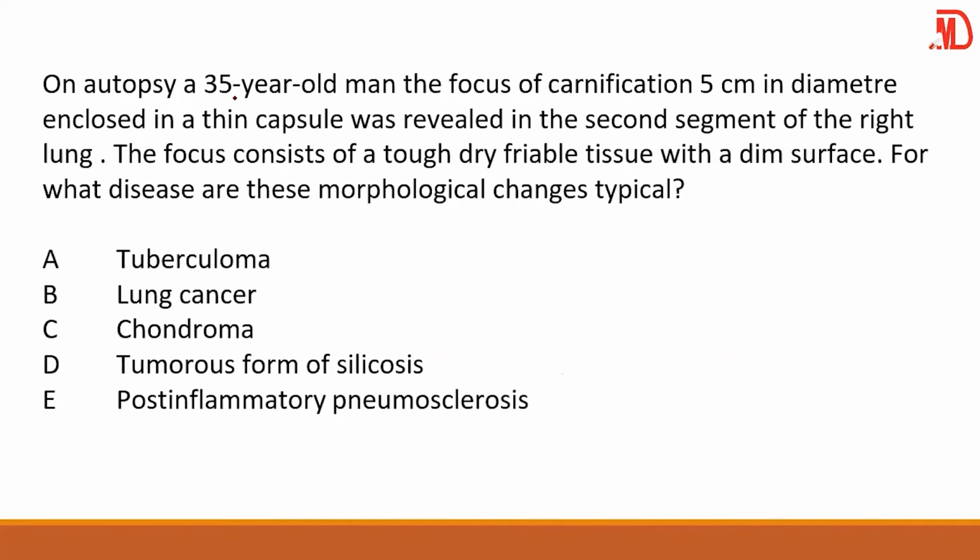On autopsy of a 35-year-old man, a focus of carnification 5 centimeters in diameter, enclosed in a thin capsule, was revealed in the second segment of the right lung. In other words, there is a focused necrosis of this size, inside the lungs.